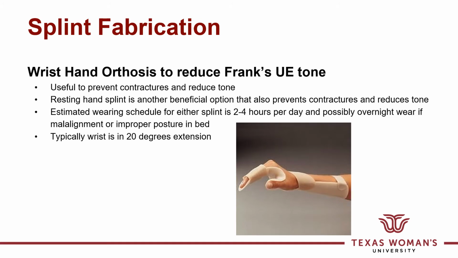Splint fabrication will be really important for Frank as we want to create a hand-wrist orthosis to reduce his upper extremity tone and prevent contractures. A resting hand splint would be a great splint for him to use anywhere from 2 to 4 hours a day and possibly overnight, making sure that he's properly positioned in bed. This splint would maintain a 20-degree extension in his wrist and slight flexion of the MCPs of his 4 digits and a relaxed abducted thumb.